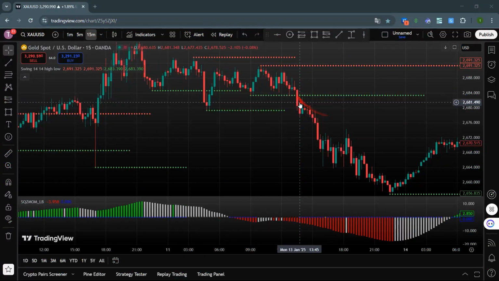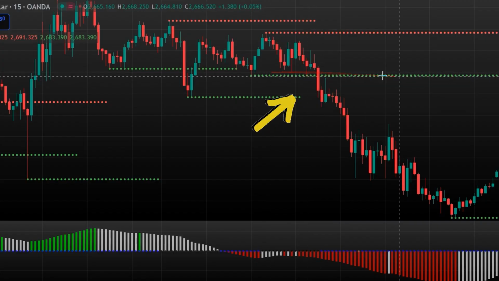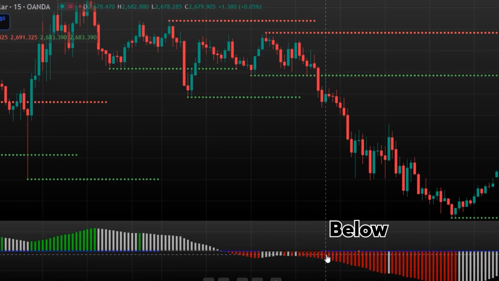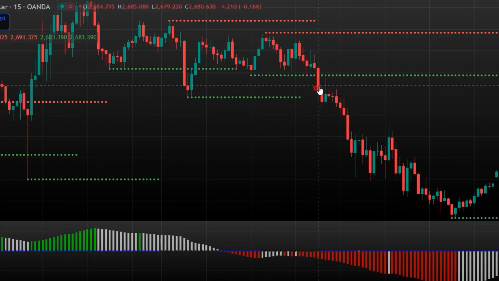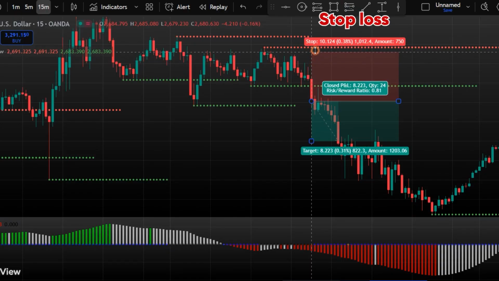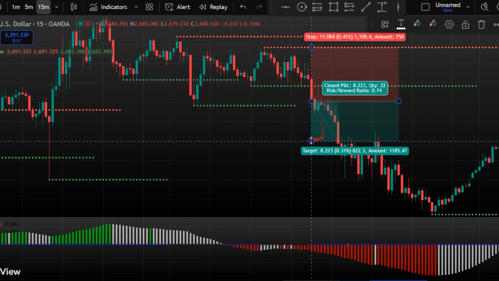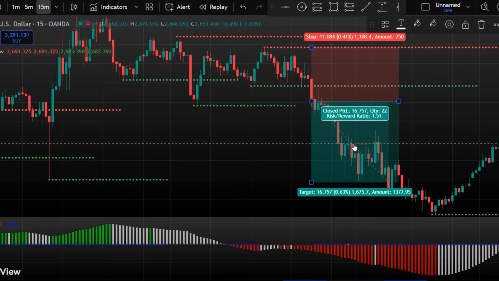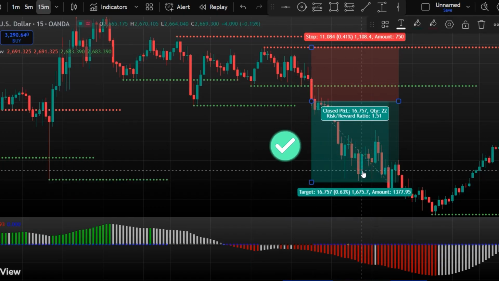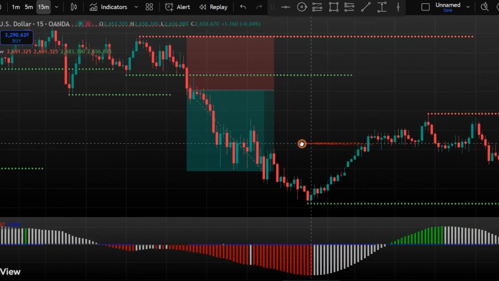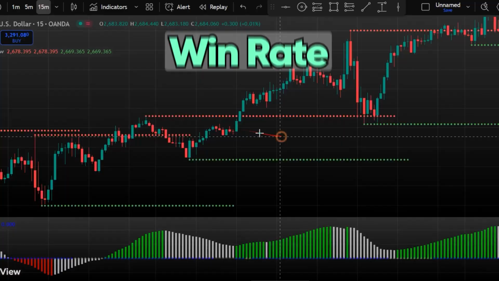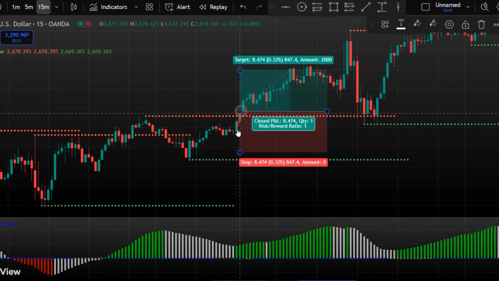In this example, price breaks below a support line. The squeeze momentum indicator shows red bars below zero. All conditions are met. We enter the trade. Stop loss goes above the swing high. Take profit is set at 1.5 times the stop loss. Result: the trade hits take profit and we bank a solid win. Now let's go through a few examples together and then I share the win rate I've achieved with you.